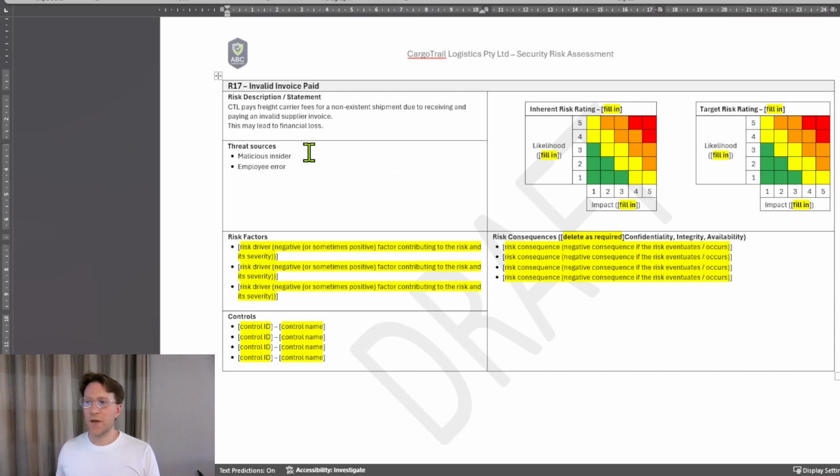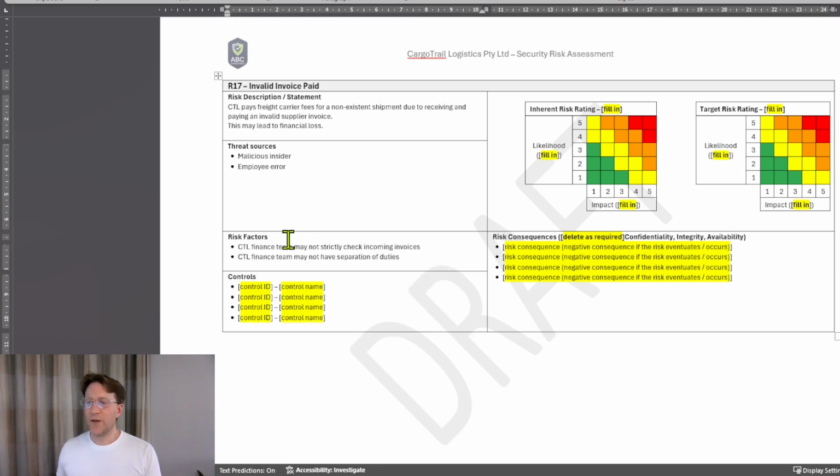For threat sources, we may have the invoice being paid because we have a malicious insider who is in the finance department. They might submit the invoice themselves, or someone they know and they're collaborating with might submit this invoice, and then this person may be involved in the invoice approval process. Or if it's purely an external party who is doing this, it could just be the error of an employee in CTL who receives this invoice and they approve the false invoice and make payment against it.